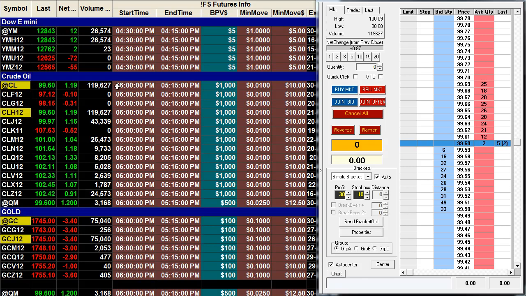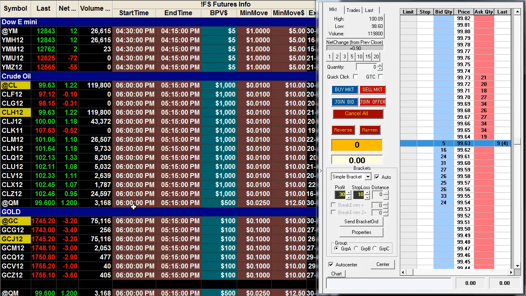So on CL, you can see that it opens up at 6 p.m. and closes the next day at 5:15 p.m. On the big CL contract, it's $1,000 a point. Every penny, a minimum move of 1 cent, is a tick in crude, and that one cent move is worth $10 to you.